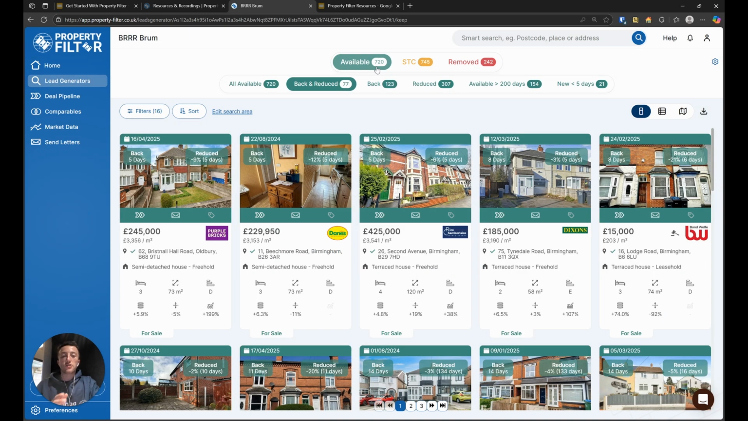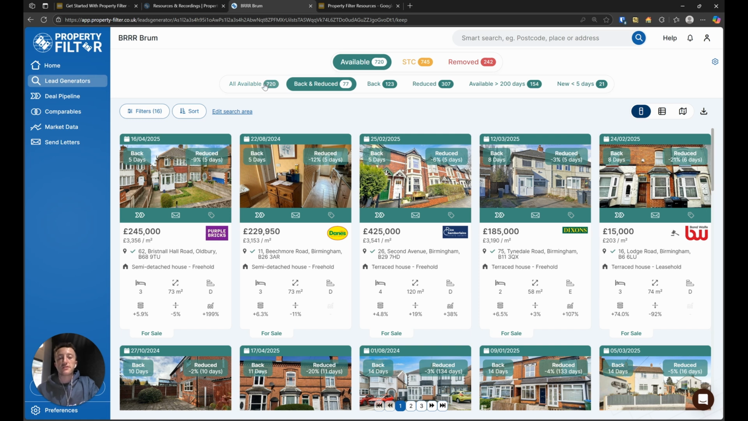Of course, we've got quite a large number of properties in this lead generator, so I certainly would encourage you to narrow down your search so you don't have to go through 720 properties. But what we can see here at the top is the motivated seller banner. How this works, and these colours will always apply throughout Property Filter: green will always indicate available, yellow will always indicate sold subject to contract, and red will always indicate removed.